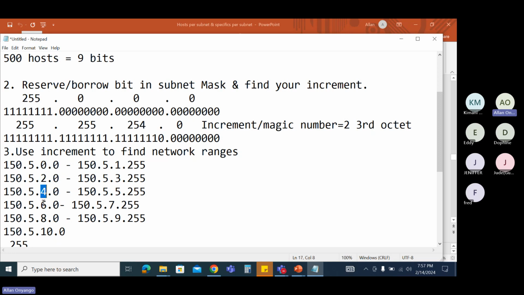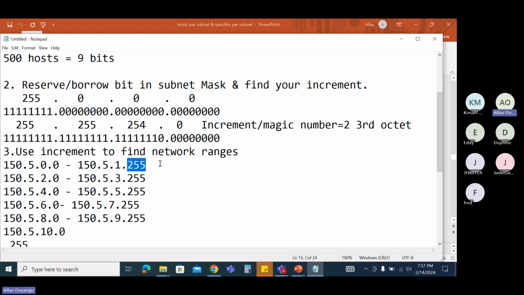2 plus 2 is 4. 4 plus 2 is 6. 6 plus 2 is 8. 8 plus 2 is 10. If this is beginning at 2, this one will end at 1 on the third octet. This is 0. This will end at 255. That's how we got it.